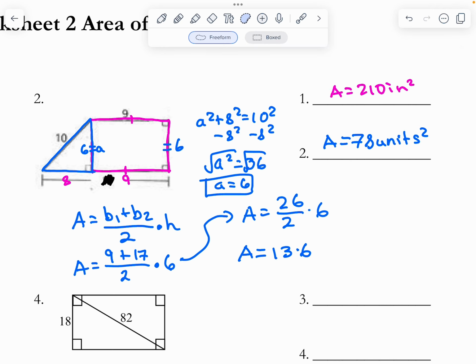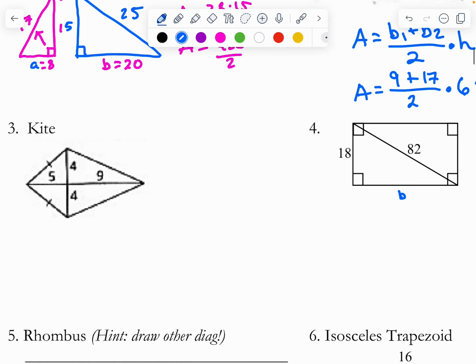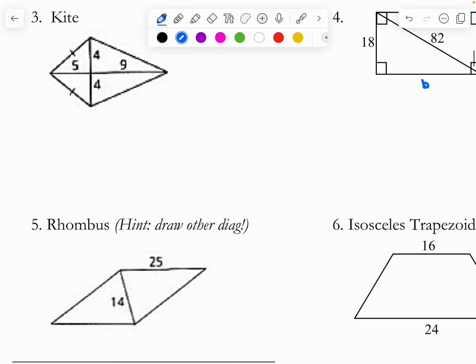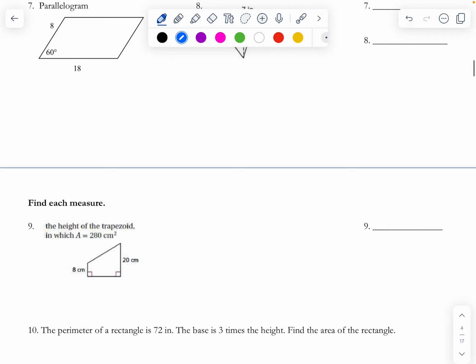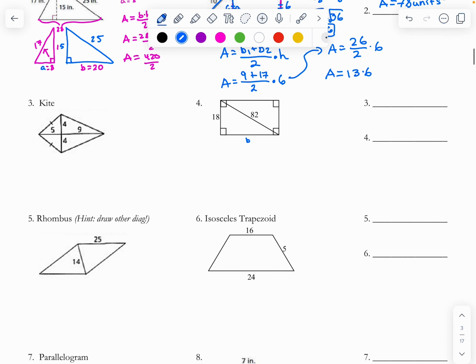Awesome. All right, so now you should be able to see that this is just two triangles. So you should be able to find this here. Let's call that B. And now you can find the area of this rectangle. So now let's look at this kite though. Actually, let's not do a kite.